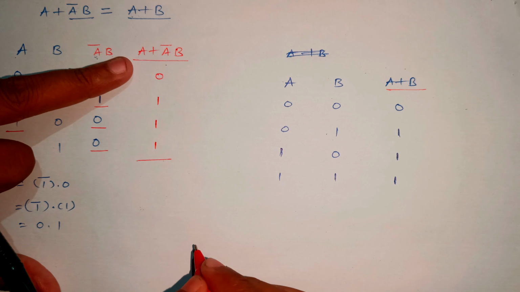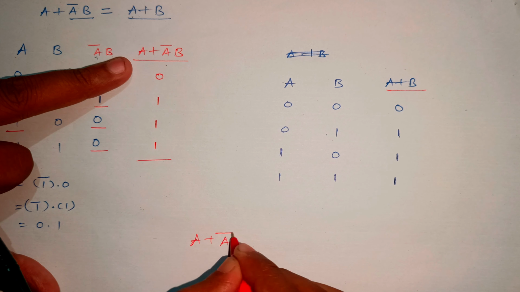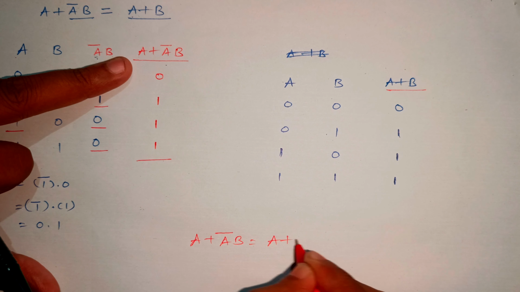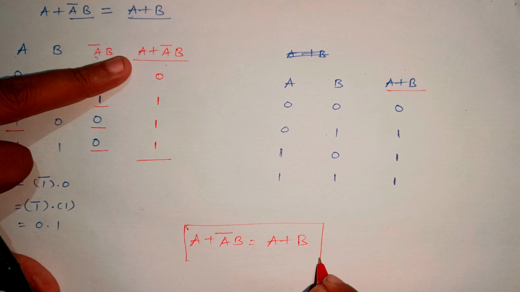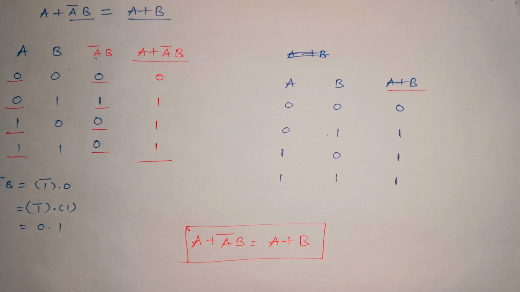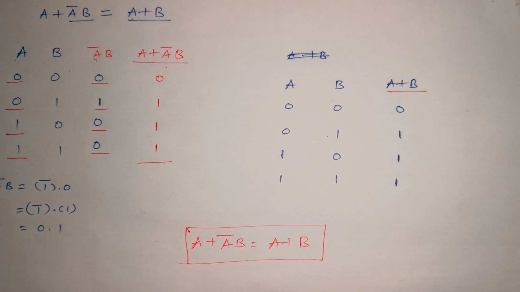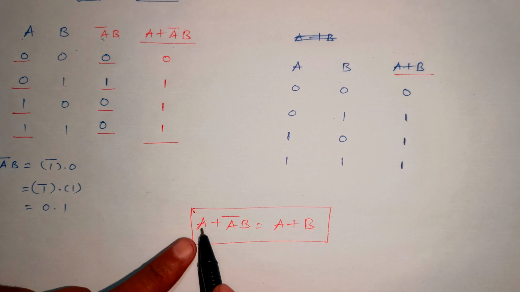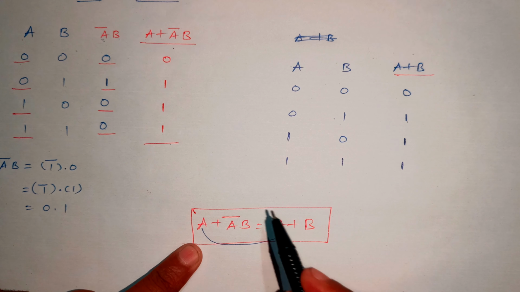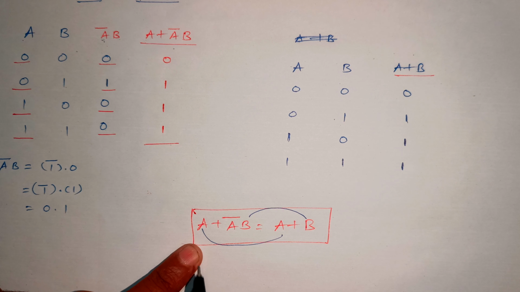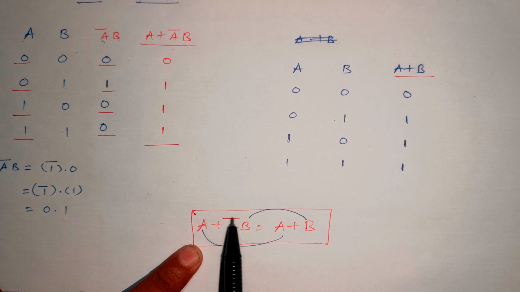दैट मीन्स वी कैन राइट a plus a bar b is equal to a plus b. So this is called the redundant literal rule. Remember this thing, this particular rule is most widely used in case of minimization of any expression. किस तरह से हम इसको याद रखेंगे, देखिए फर्स्ट वेरिएबल एज इट इज़ लिया है एंड एडेड विथ सेकंड वेरिएबल, यानी कि जो कॉम्प्लीमेंट्री टर्म था वो रिड्यूस हो गए.